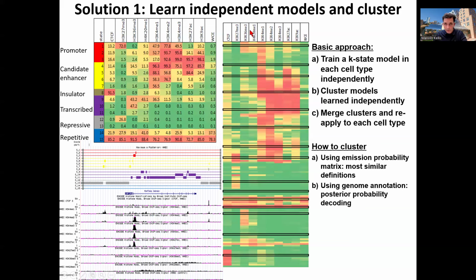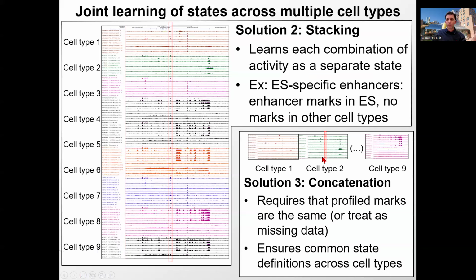And what is this state? K36 trimethyl, K4 dimethyl, monomethyl. And I'm not too familiar with that state. So maybe we should be paying closer attention, and so on and so forth. Is everybody with me here? So you could discover these states a bunch of times independently, or you could jointly discover them by concatenating cell types, or discover a much larger model that simply stacks all of the cell types together. Everybody with me here? Yeah.